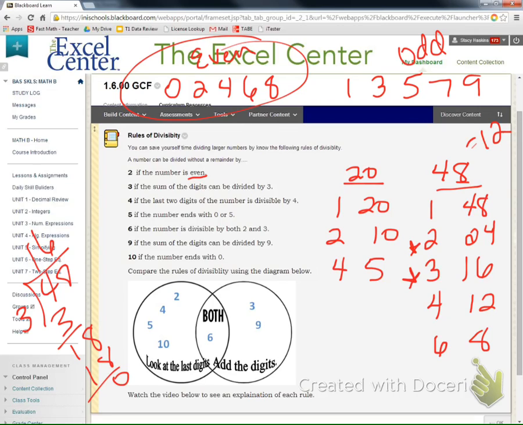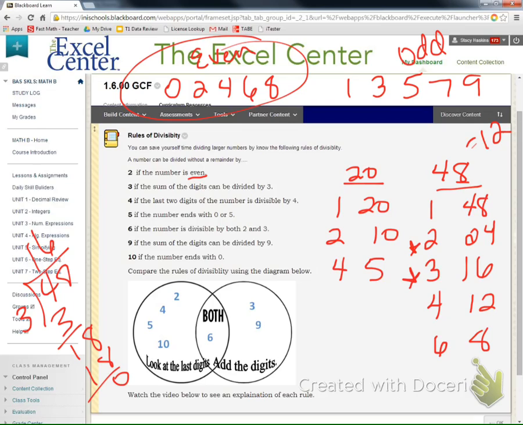Number 9 is just like number 3. It says a number can be divided by 9 if the sum of the digits can be divided by 9. So if we were to add up those digits again, 4 plus 8 equals 12, and ask yourself, can 12 be divided by 9? No, I don't know of anything that 9 times nothing equals 12. So it can't be divided by 9. And the rule of 10 says if the number ends with a 0, you can divide it by 10. Again, our number ends in 8, so it can't be divided by 10.